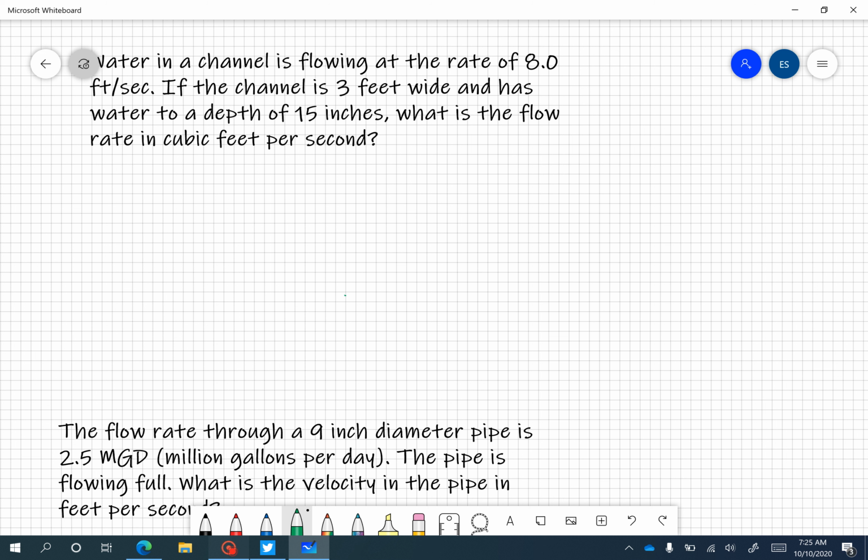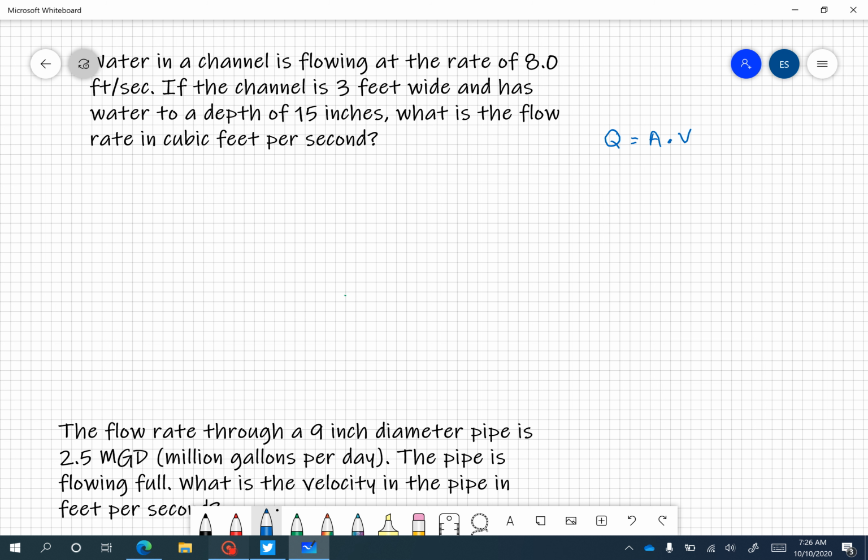Our flow rate formula is flow rate Q equals area times velocity. So Q equals A times V. I'm not sure why we use Q to express flow rate, but that's how it's written. So all of these problems can be solved with that simple formula.